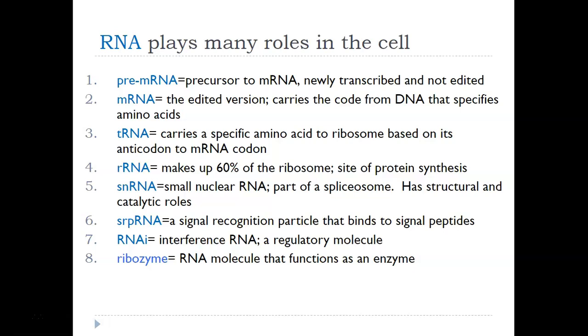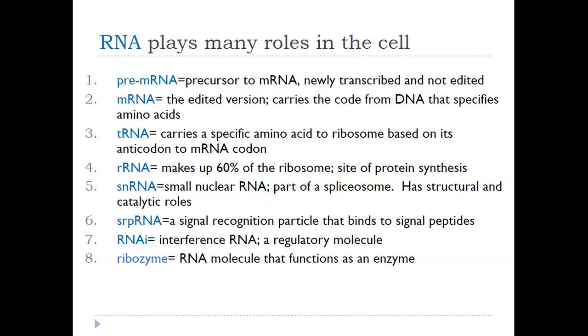tRNA stands for transfer RNA. This is the one that works during the process of translation and actually brings in the specific amino acids based on the message in the mRNA. rRNA is a main component of the ribosome itself. The ribosome is composed of rRNA and proteins, and so that's what that is. And then we've discovered in science a couple of other types of RNA as well.